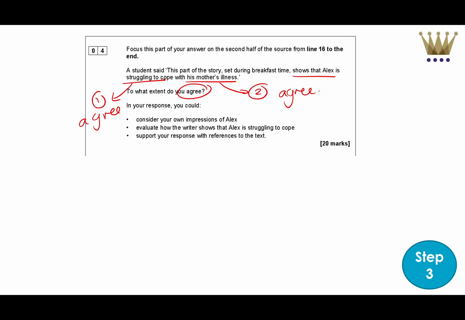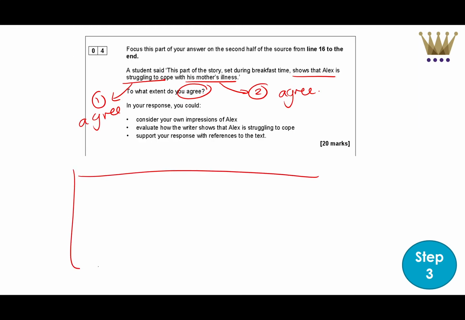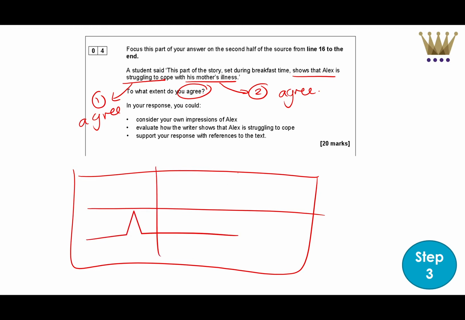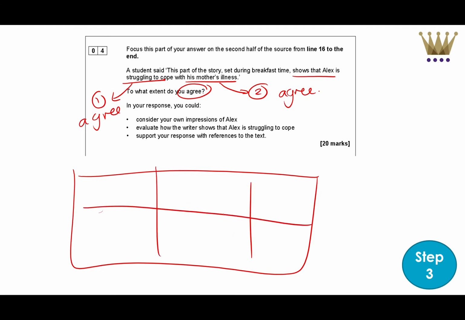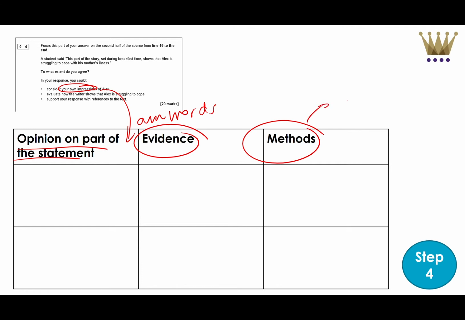Okay. The last thing that I need to do then is make a quick plan. So you can just sketch it out really quickly on your exam paper. It doesn't need to be neat. But I've just typed it up to make it a little bit clearer for you. You need to plan out for your opinion. Now remember it says your own impressions in the question, so that's where I use my own words. We said how important evidence is, so that's there. And then methods, that's things like language devices, words, structure.